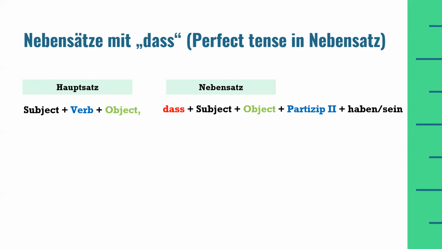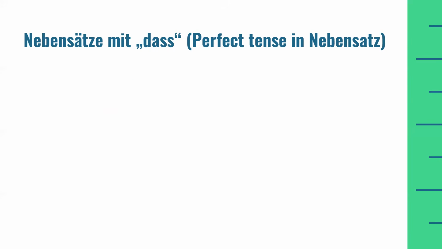At the last position, we have to use either the haben or sein verb, and we have to conjugate sein or haben according to the subject of the Nebensatz. And we have to use the participle two form of the verb. Now, these concepts we have already learned in the A1 level of the German language course, so I am not going into the details. Let's look at the examples.